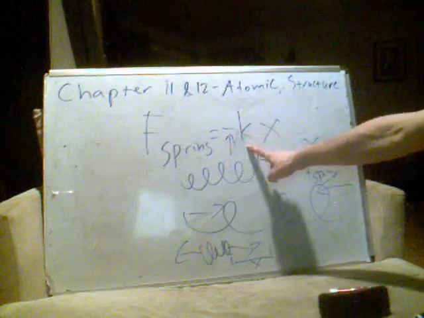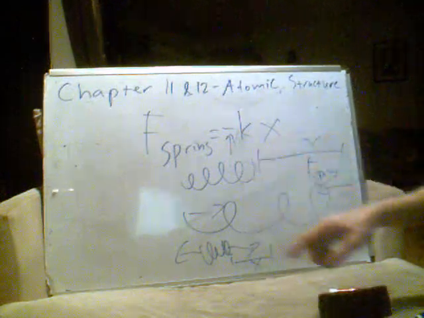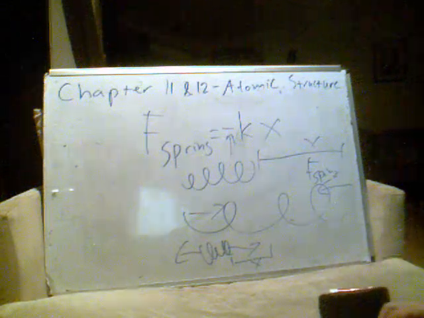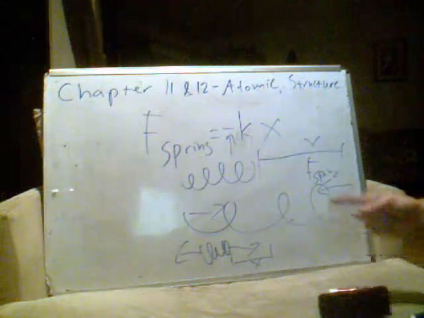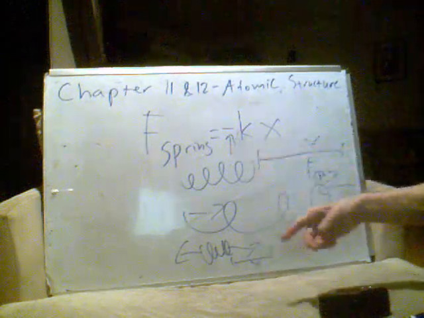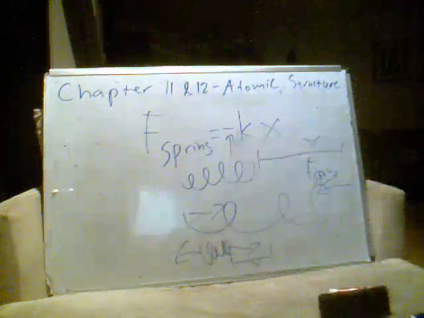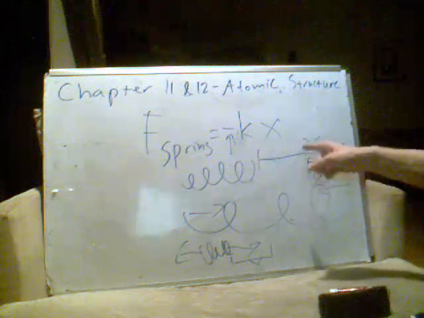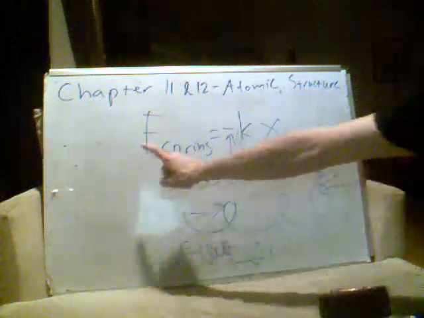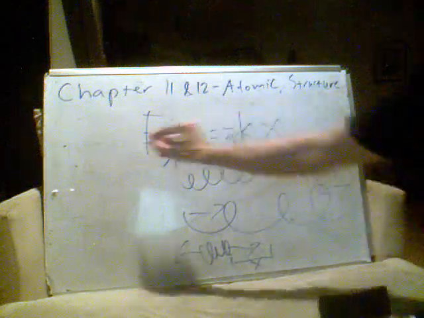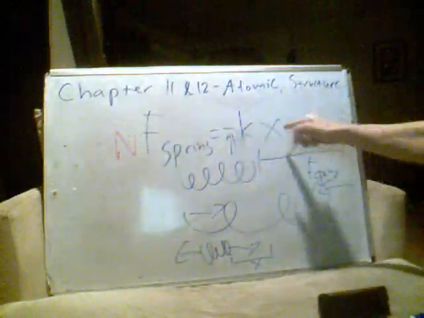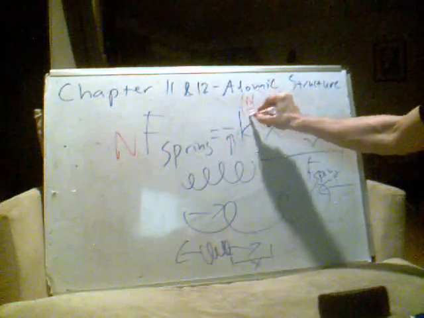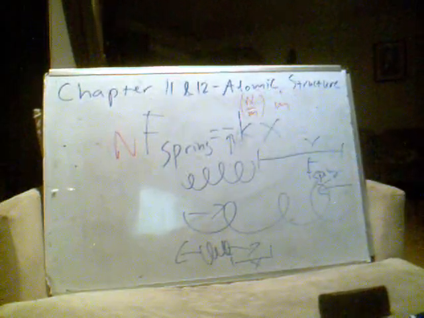This thing here, k, is what we call the spring constant, and that's just a measure of how strong the spring is. Obviously, a really strong spring is going to have a higher spring constant than, say, a slinky, right? Now, we should end up with newtons. This is in meters. That means the spring constant is generally in newtons per meter.